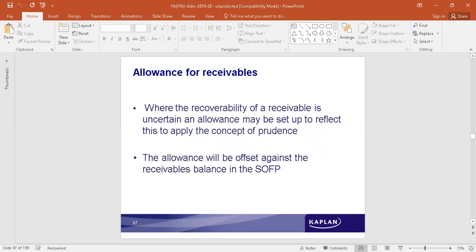So what is this concept of setting aside an allowance per receivable? Because it is an anticipated loss, the business entity is allowed to provide for an estimated future loss. Where the recoverability of a receivable is uncertain, an allowance may be set up to reflect this, to apply the concept of prudence. The allowance will be offset against the receivables balance in the statement of financial position. So let's look at what the accounting treatment is.